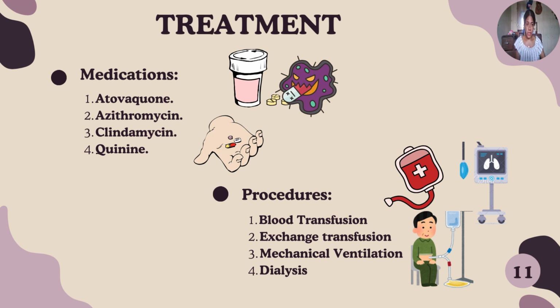Moving on to the procedures. These procedures are highly recommended to those who experience severe and extreme reactions towards the parasite. Firstly, we have blood transfusion, particularly the red blood cell transfusion to aid in anemia. And exchange transfusion is also for aiding of anemia or low blood pressure.